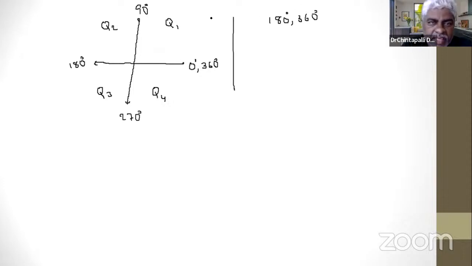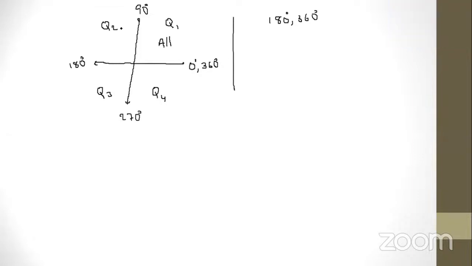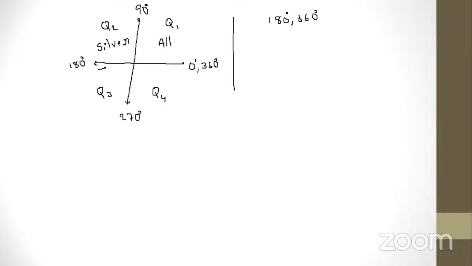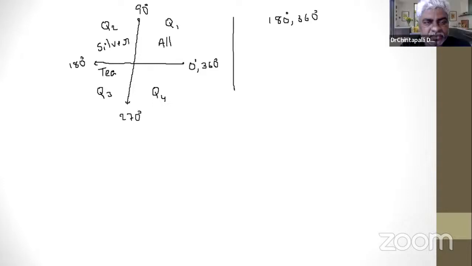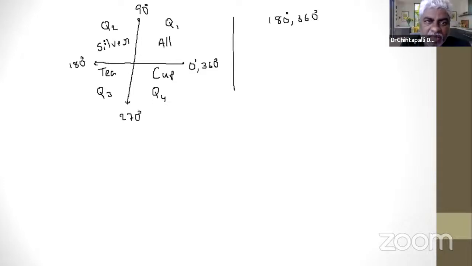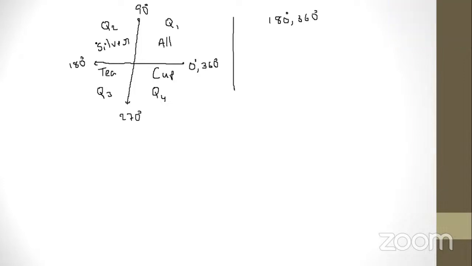First, in the first quadrant, all trigonometric functions are positive. There is one shortcut saying: all silver teacups. It is a very famous line. All silver teacups. In the first quadrant, all the trigonometric functions are positive. In the second quadrant, sin theta is positive.